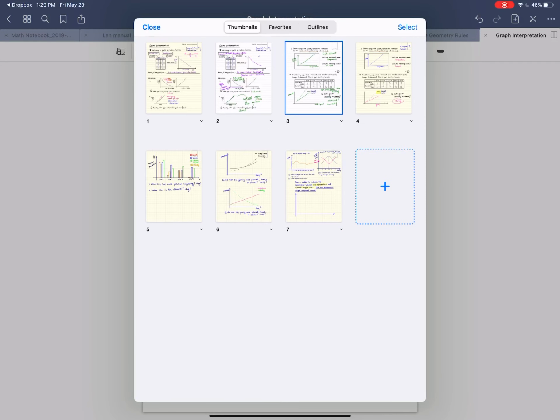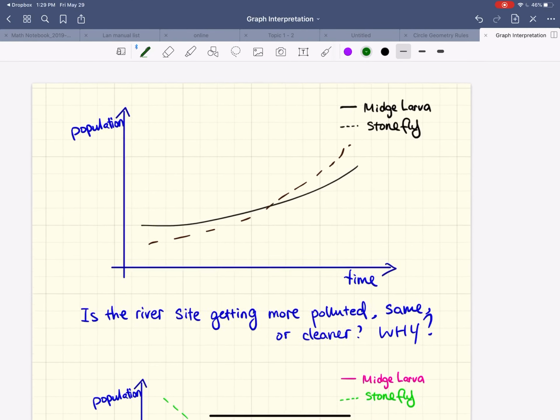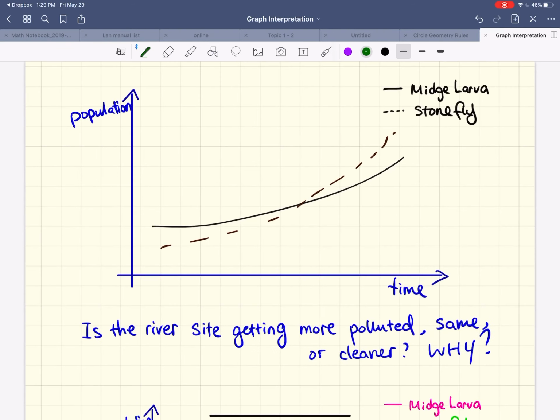And for more practice, I'm going to give you another example here, okay? So let's say, is the riverside getting worse, more polluted, or cleaner? In the last video, we learned about bioindicator species, midge larvae and stonefly. Stonefly is a good indicator species, group 1, that indicates good water quality, okay? So do you see the stonefly is increasing in population? That means this is good water quality.